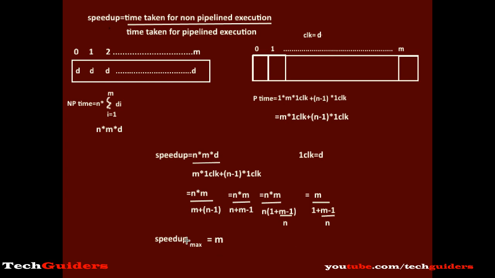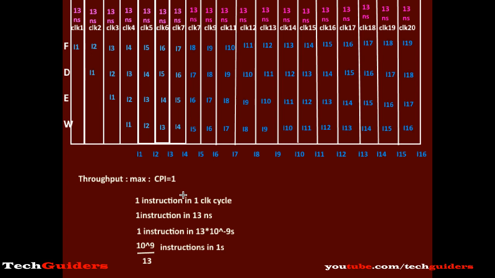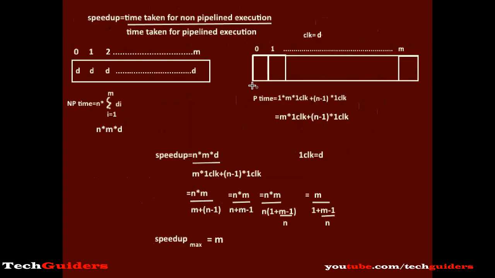So the target of pipelining is always a maximum speedup of m, where m is the number of stages, and a maximum throughput of CPI equal to 1. But because of the time taken to fill the pipeline, the time taken to drain the pipeline, the use of interstage buffers, the difference in the delays, setting the clock period equal to the longest delay, and also due to some additional issues called hazards which we will discuss later, the pipeline system is not 100% efficient to give a maximum speedup of m or a maximum throughput of CPI equal to 1.